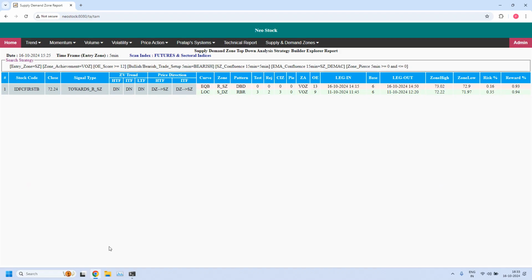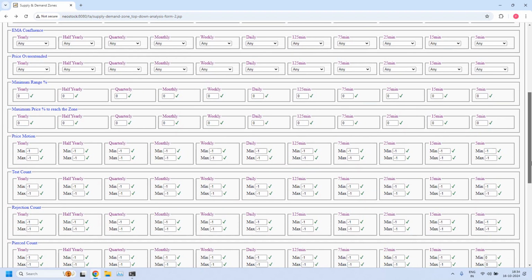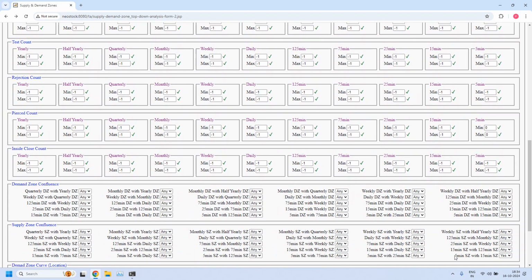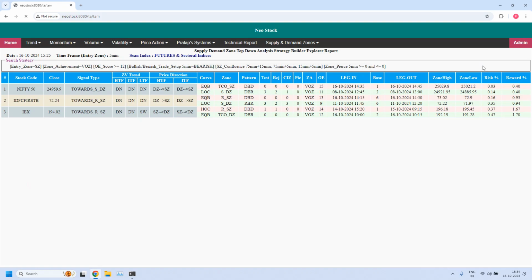Okay, next high probability scenario, LTF, ITF, HTF confluence. So for that, first we need to remove this EMA filter. I removed it. Now let's look for LTF, ITF, HTF confluence. Already LTF, ITF confluence filter is enabled. That is 5-minute supply zone with 15-minute supply zone. Two more filters, 5-minute supply zone with 75-minute supply zone confluence, and also 15-minute supply zone with 75-minute supply zone confluence. With all the three LTF, ITF, HTF confluence, we got 3 stocks.